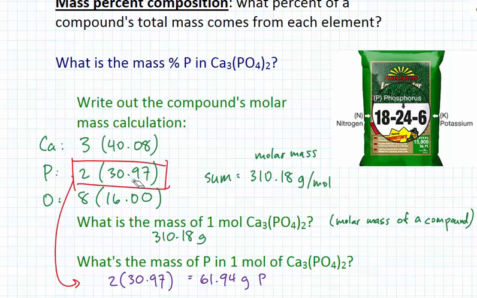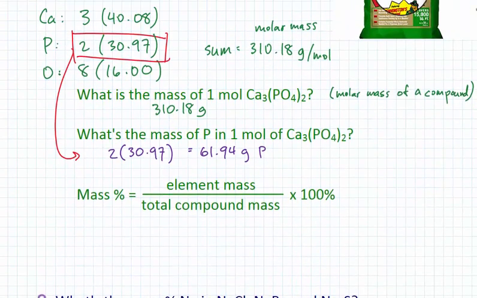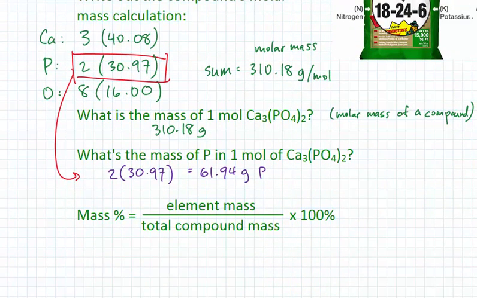See how that works? So then all you have to do for mass percent, we'll do percents a couple of times in this class, but anytime it's a mass percent, it's the mass of a portion divided by the total mass. So for us, we would do 61.94 grams, because that was just the phosphorus, and we would divide it by what?